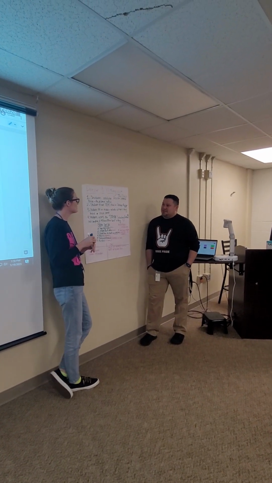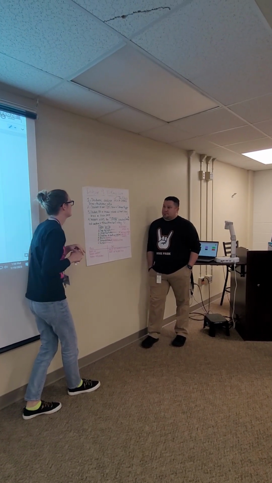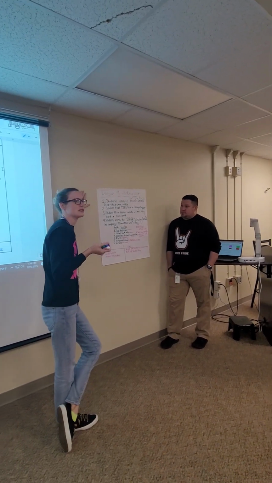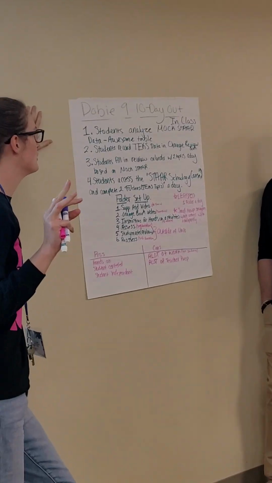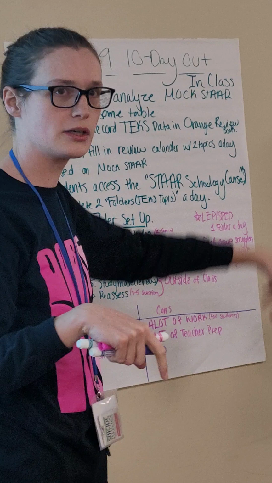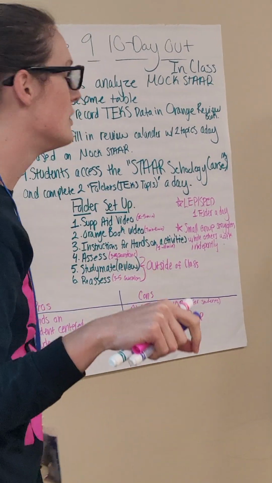Right, so we try to make it very independent for our kiddos. So we start off with having them analyze their mock data. Brian puts together an awesome table. They type in their student ID, and then it gives them all of their data. They take that data and record it in the orange book. So they keep the orange book the whole review.